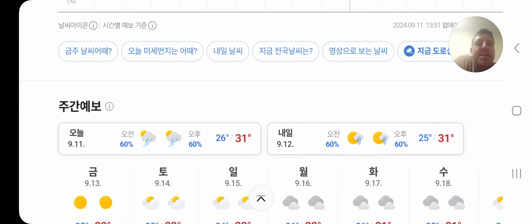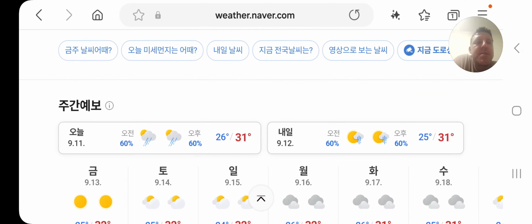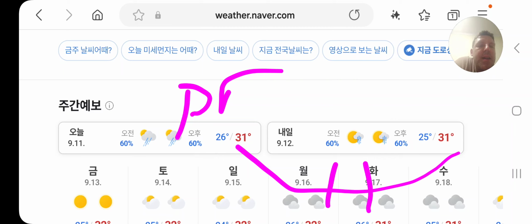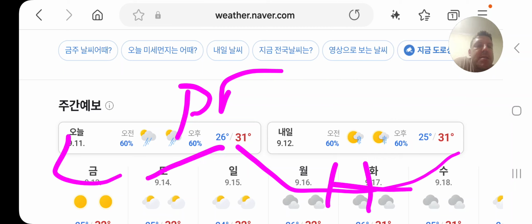Okay, let's jump over to our weather. The weather for today and tomorrow is just going to be the same, partly rainy. Today and tomorrow, partly rainy. Today and tomorrow both have a high of 31, but today has a low of 26 and tomorrow has a low of 25. So partly rainy, dozen, and Korean teachers, less money and lots of students, at least for younger teachers.